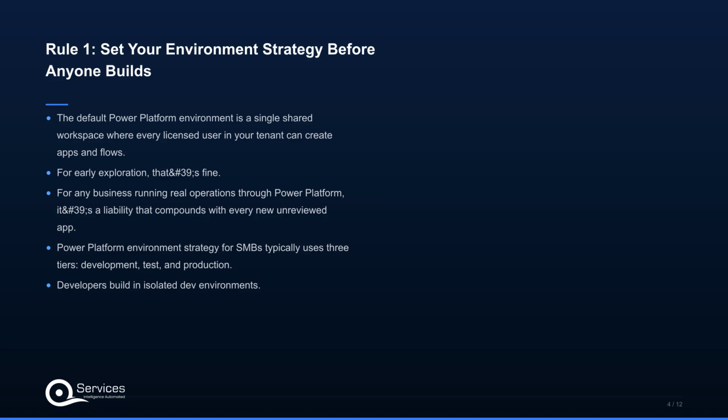Power Platform environment strategy for SMBs typically uses 3 tiers: development, test, and production. Developers build in isolated dev environments. Apps get reviewed in test before anyone depends on them. Production is locked, with an approval gate before anything deploys.